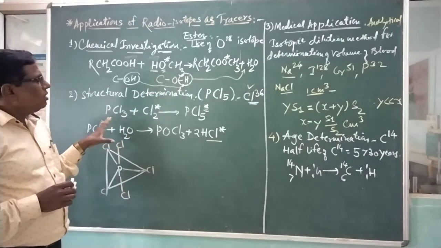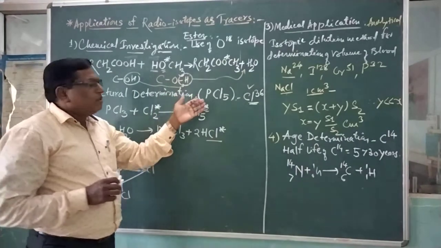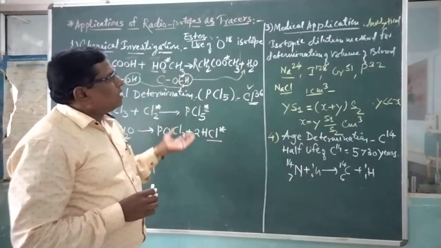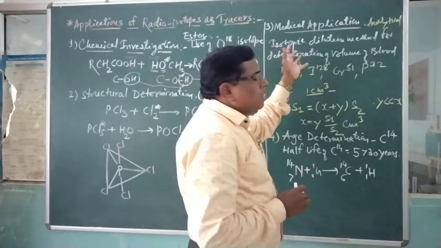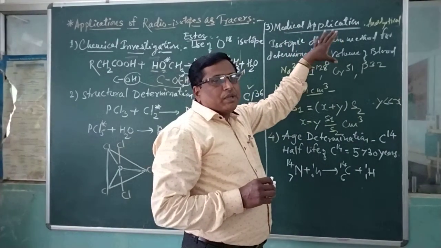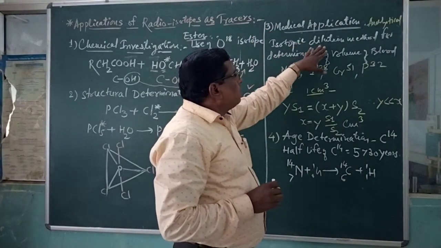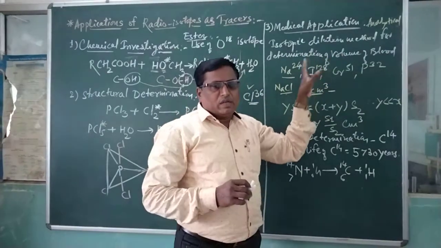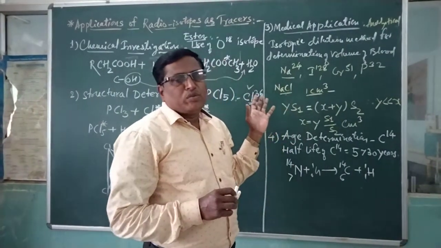This idea can be obtained in the case of structural determination with the help of Cl36 isotopes. Now take the next application, the medical application. It is also called analytical chemistry applications. It is also called the isotopic dilution method for determination of the volume of blood. That is, the volume of blood can be determined for the patient.